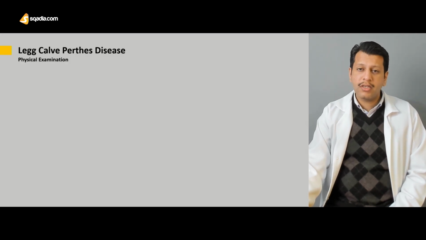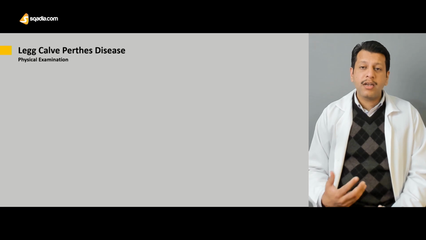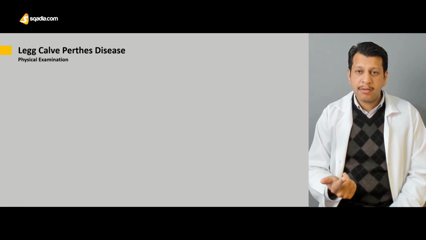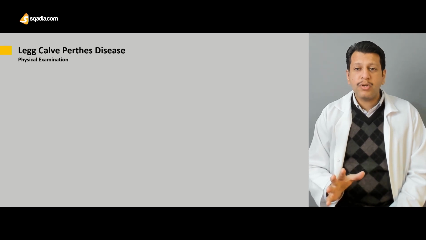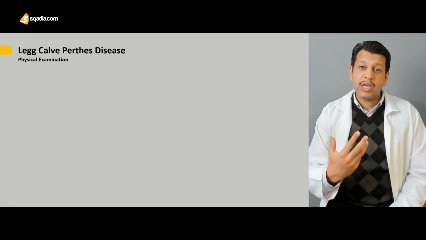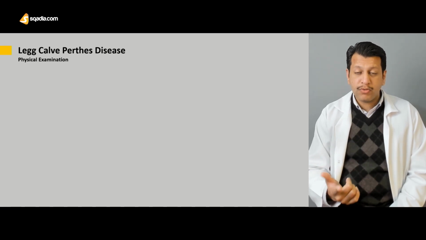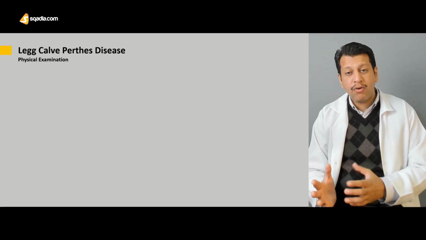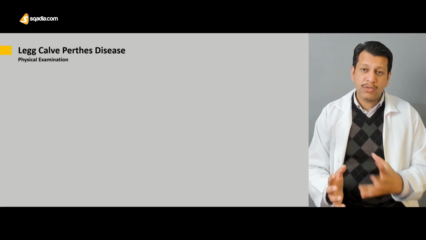Now, coming to the physical examination. Once the child comes to you with a history, the major symptom would be a painless limp, and there will be no antecedent history of trauma, as it was in our case as well. When we inquired, was there any trauma? There was no trauma. Did the child have a fall? John did not have a fall. There was no associated trauma.